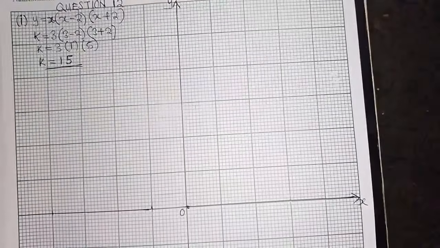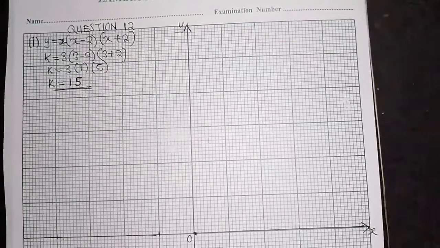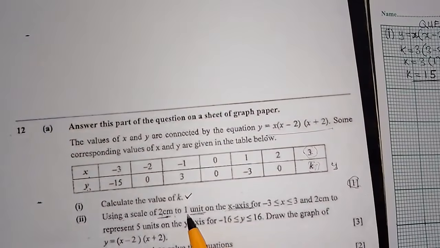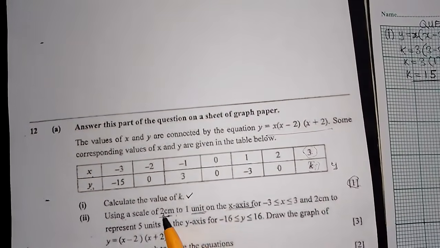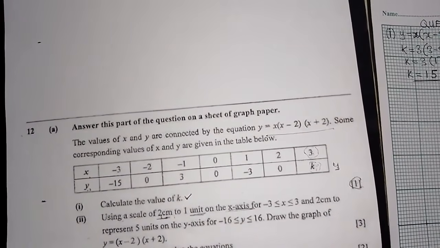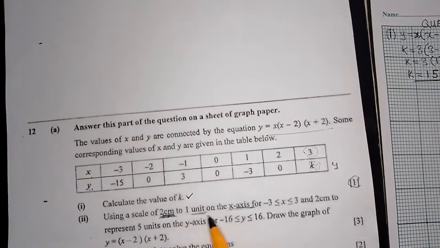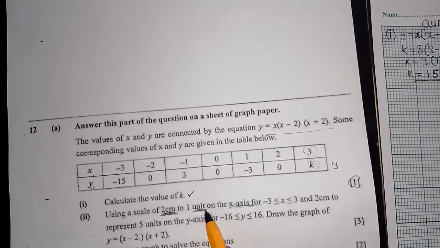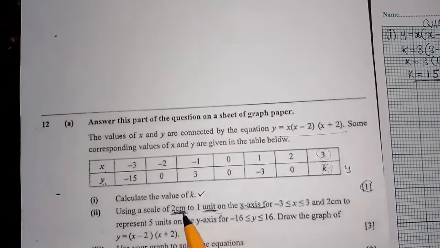Then this is the x-axis. So in this question, have you seen the way you are told? This is how it's saying: a scale of what? 2 centimeters. What you are supposed to do: 2 centimeters to 1 unit. Have you seen? So 2 centimeters is representing 1 unit.